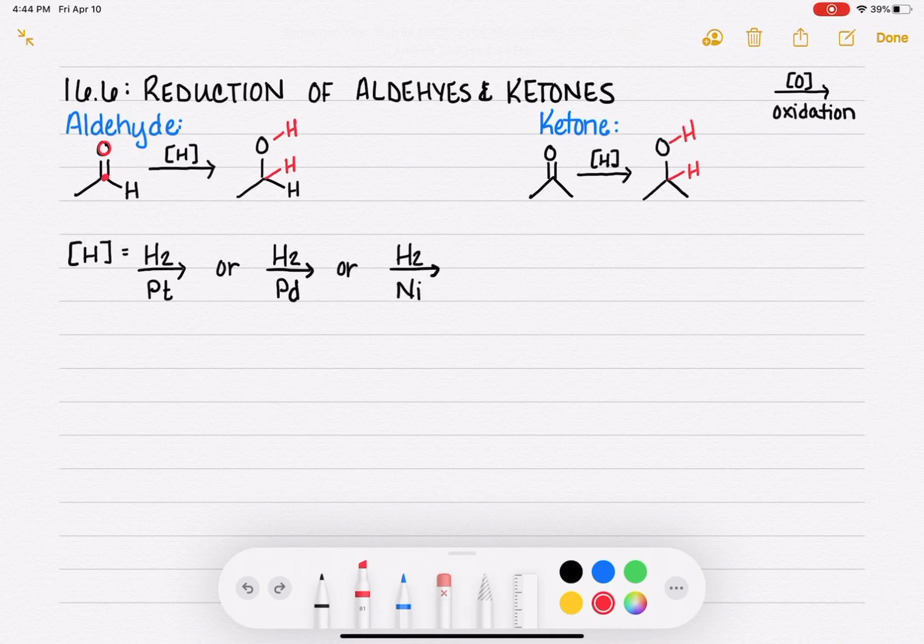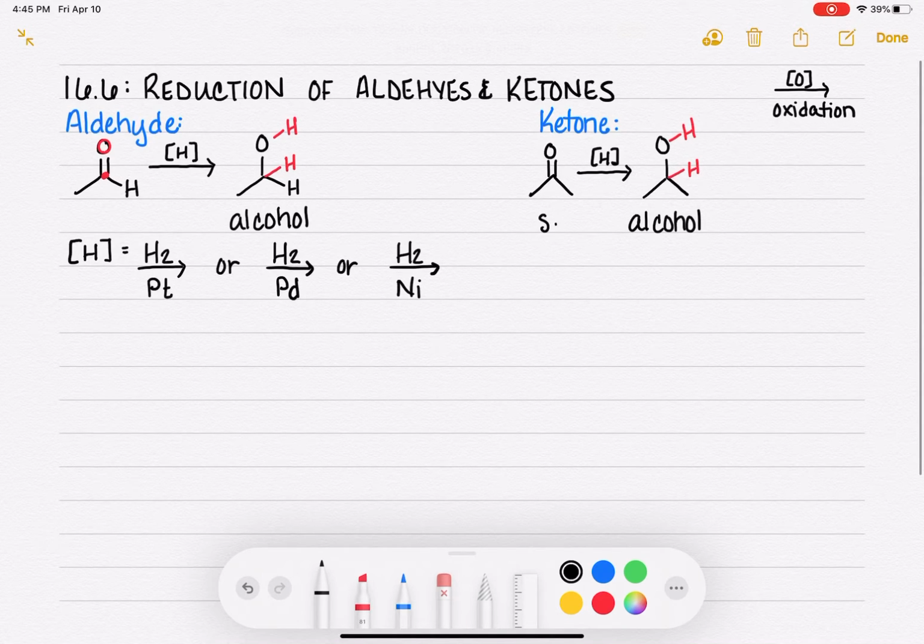The ketone, when it is reduced, you can see the product of this reaction is an alcohol, has that OH group on it. The aldehyde product is also an alcohol. And specifically, the alcohol that is produced when a ketone is reduced is called a secondary alcohol.